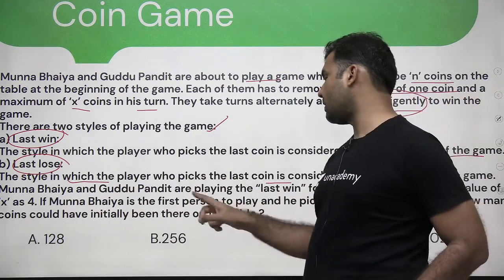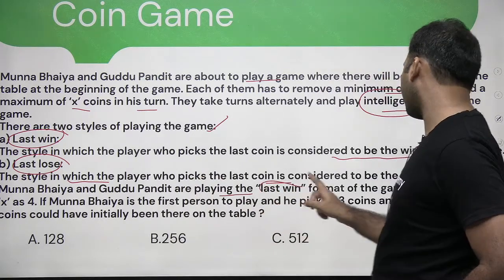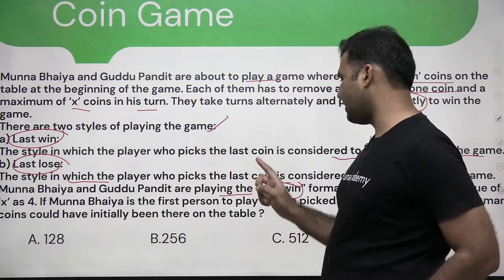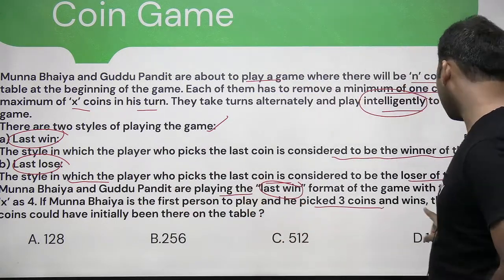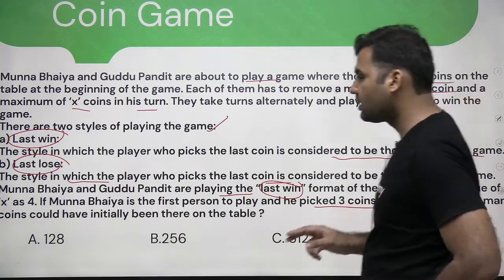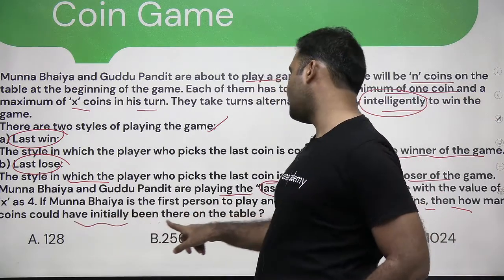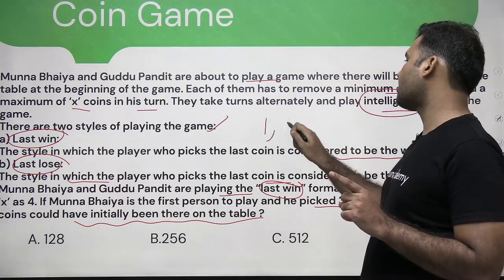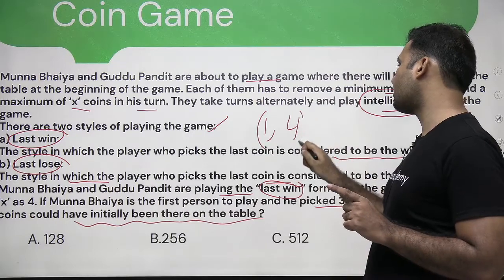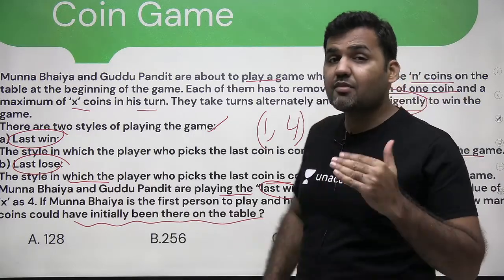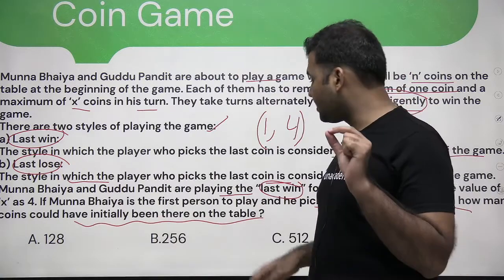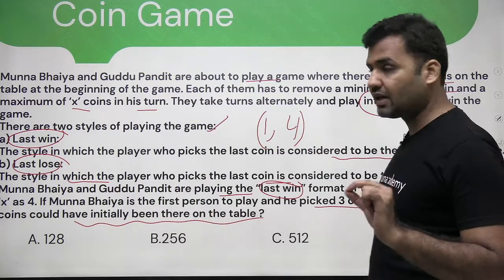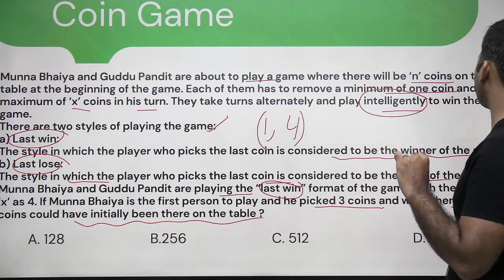Now, Munna Bhaiya and Gudu Pandit are playing the last win format of the game with the value of x as 4. If Munna Bhaiya is the first person to play and he picks 3 coins and wins, then how many coins could have initially been there on the table? The minimum number of coins that you can pick is 1, the maximum is 4. What should be the number of coins on the table if Munna is picking 3 coins in his first turn and is going to win the game?